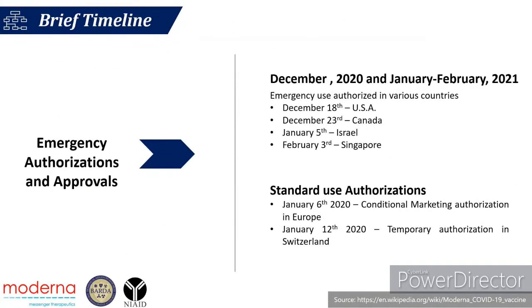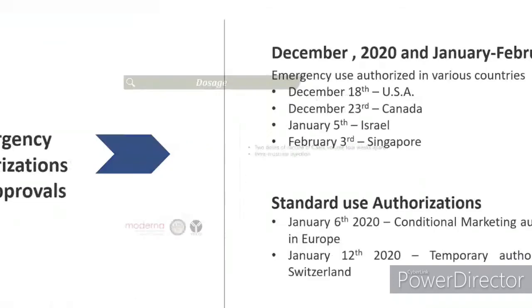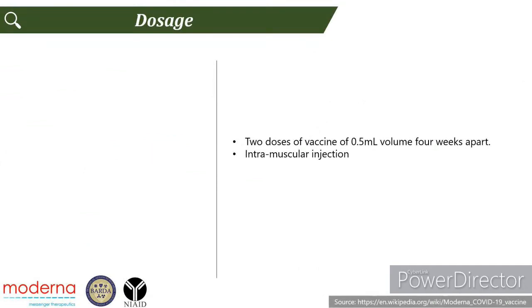Emergency Use Authorization, or EUA, was provided for the vaccine on 18th of December 2020 in the USA, 23rd December 2020 in Canada, January 5th, 2021 in Israel, and February 3rd, 2021 in Singapore. Conditional marketing authorization was provided on January 6, 2020 in New York, and temporary authorization was provided in January 12, 2020 in Switzerland.